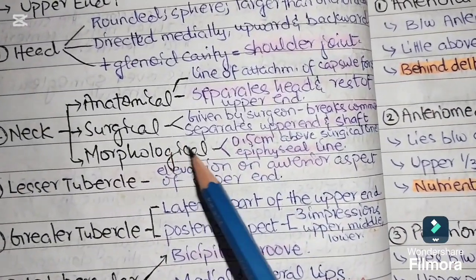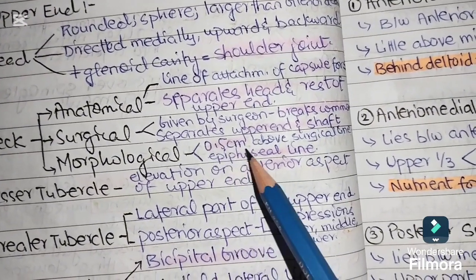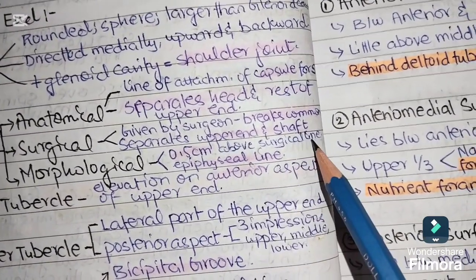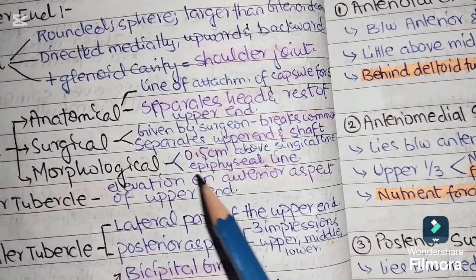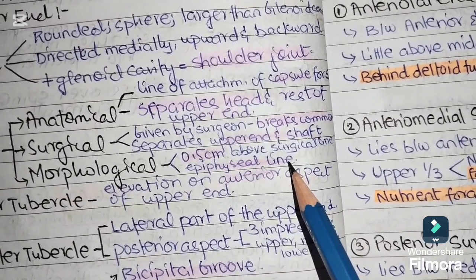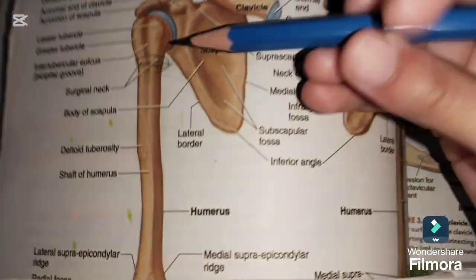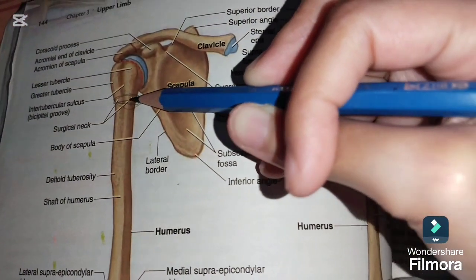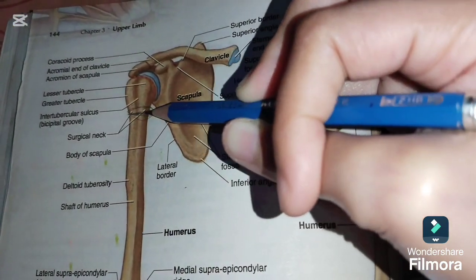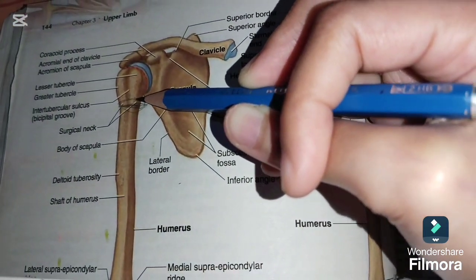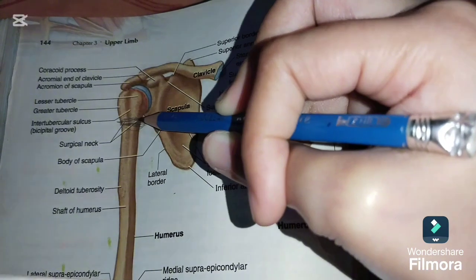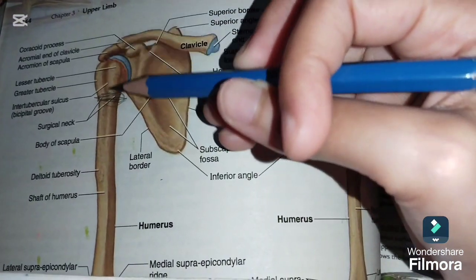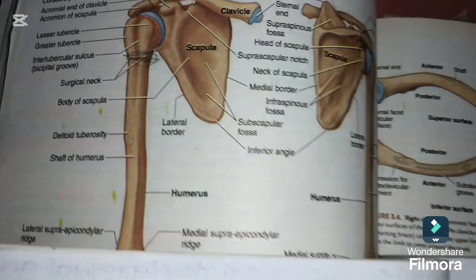Then we have the morphological neck, which is 0.5 centimeter above the surgical neck, and it is where the epiphyseal line exists. So again, if this is the surgical neck, then 0.5 centimeter above, just a little above, we have the morphological neck where the epiphyseal line exists.